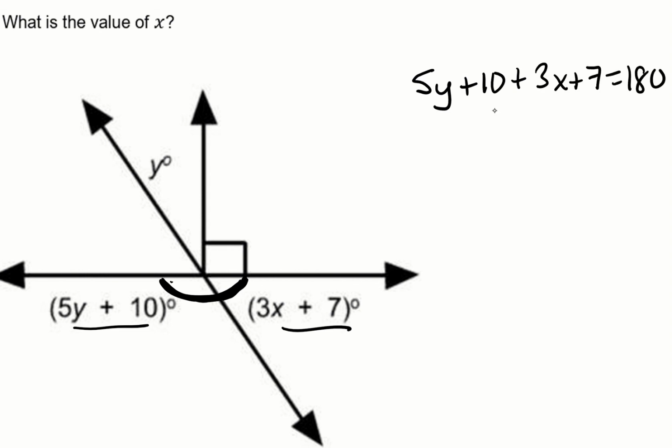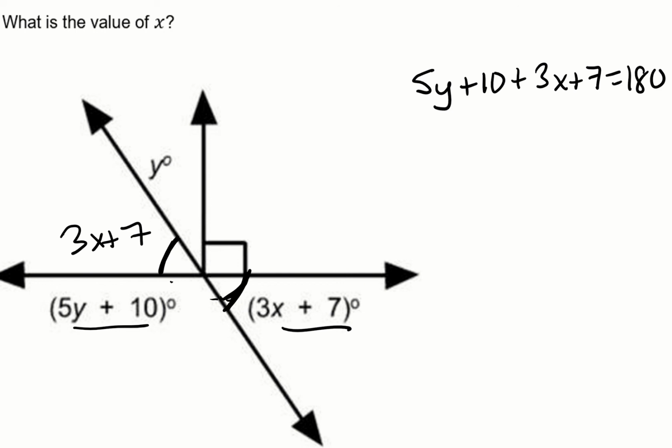So that's one of our equations, but as you can see, we can't really do anything with this equation because we have two variables. So we're going to need another equation. However, we also know that because of vertical angles, this and this angle have to be the same. So this is also equal to 3x plus 7.